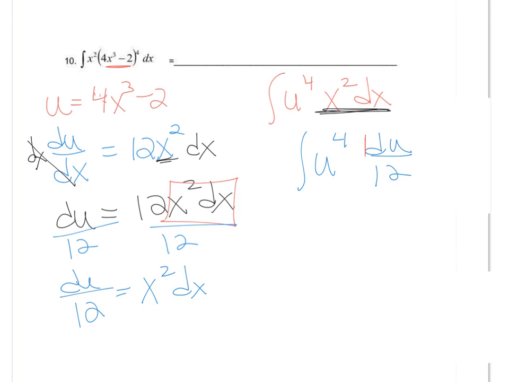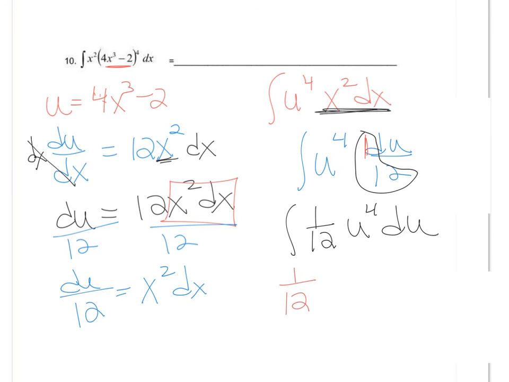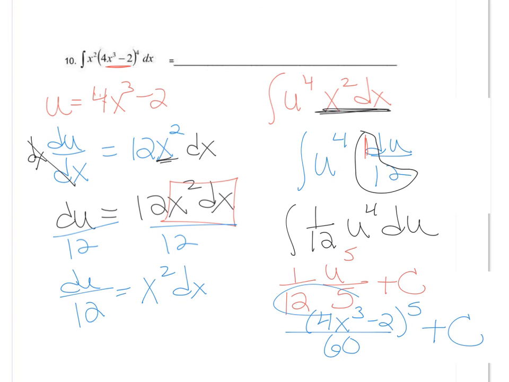Well, there's a 1 in front of the du. So this 1/12 I can move to the front and make that a coefficient. And now I can do the power rule, bring down the coefficient, add 1 to the exponent, divided by the exponent. We'll make our denominator 60, that's 12 times 5. Replace our u to the fifth plus c, and that's our final answer.